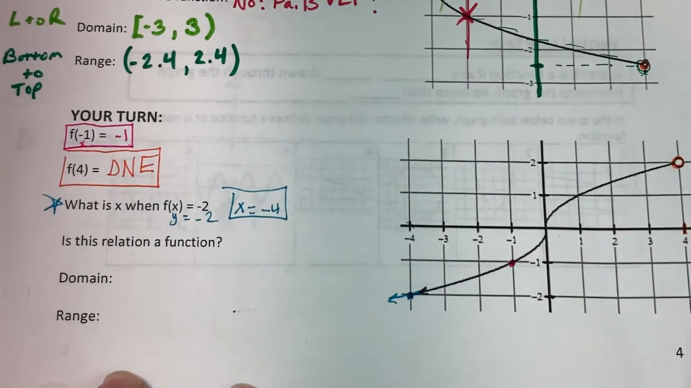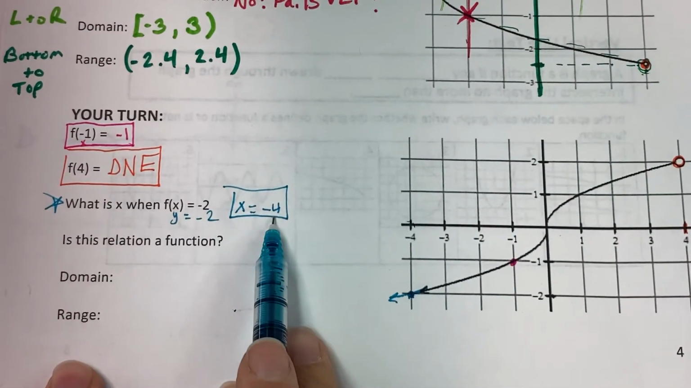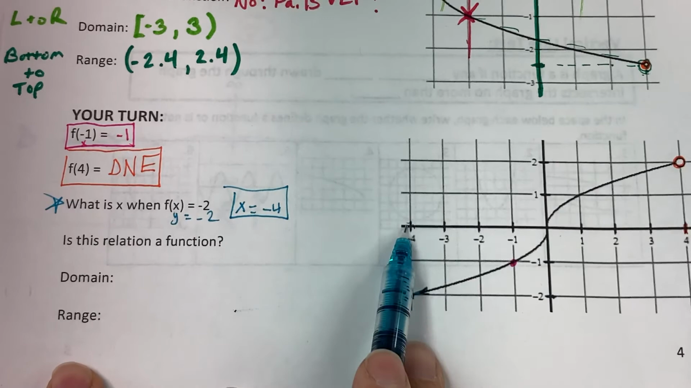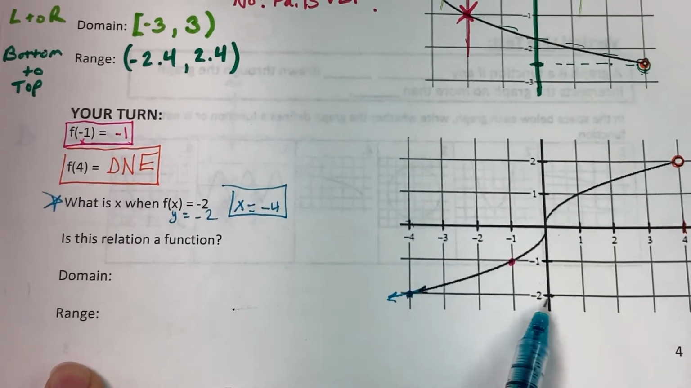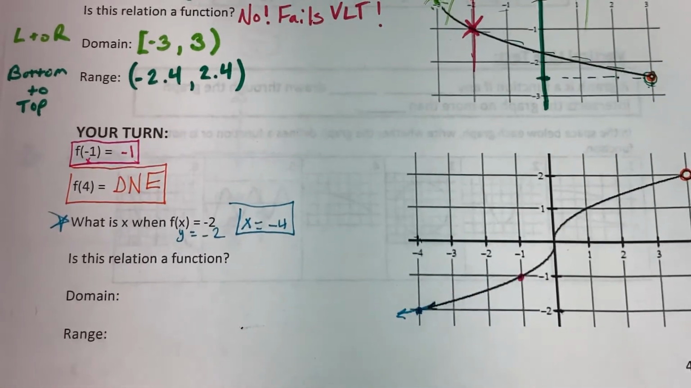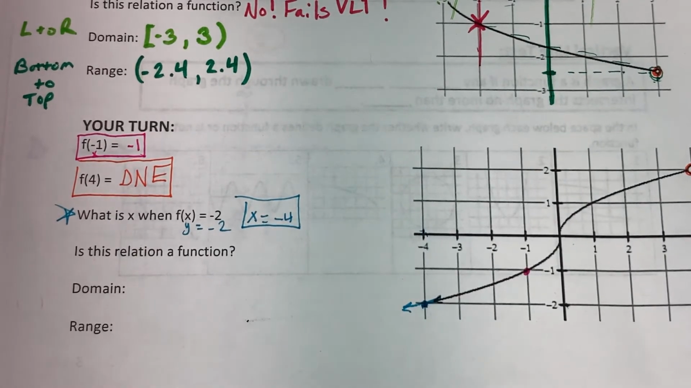If going backwards like that confuses you, just go in reverse and check your answer. If I plug in negative 4, boop, on our function, that maps to that y value of negative 2. So it's in reverse, but it should work the same in the other direction.